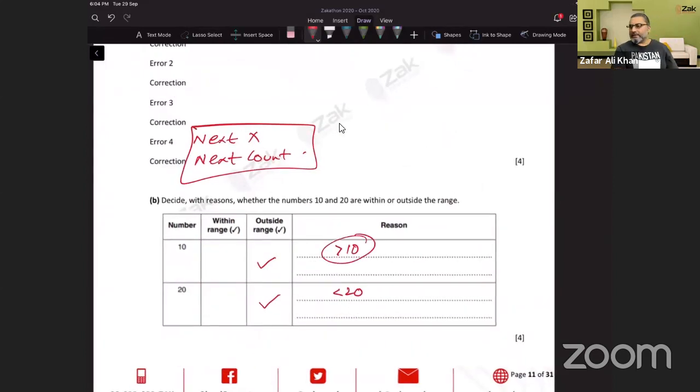Since you have used what? Greater than 10. Since you have used what? Less than 20. That is why it is outside range. 10 and 20, they are outside range.